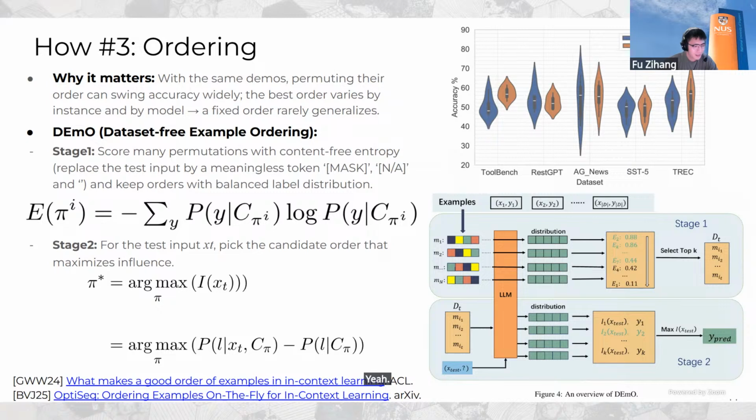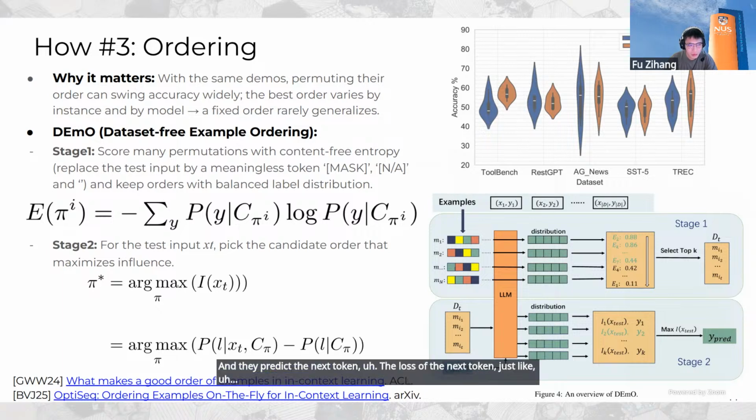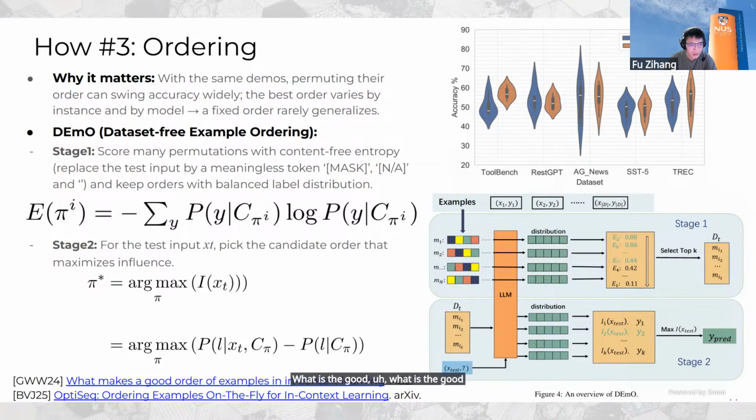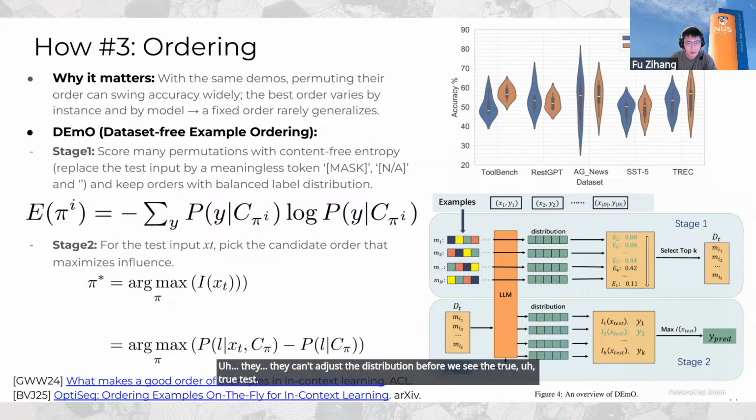The first one is what they call content-free entropy, which means we replace the true input by a meaningless token, and they predict the next token, the loss of the next token. What is a good demonstration is that they can't adjust the distribution before we see the true test input.